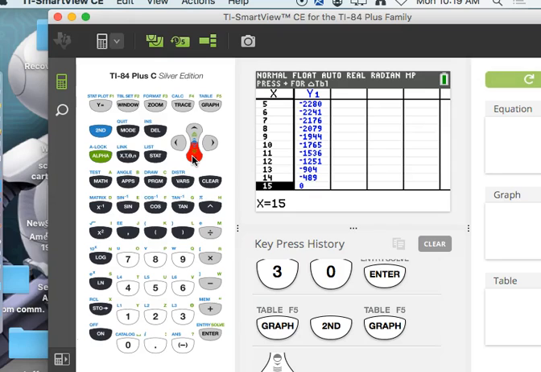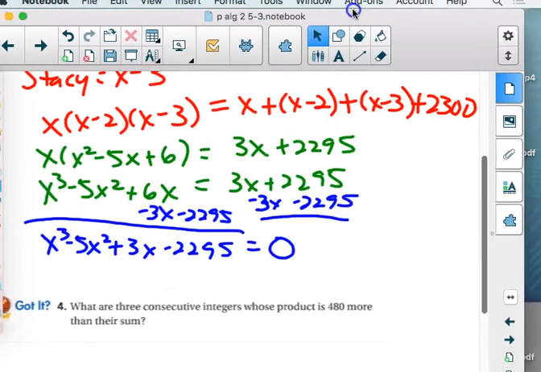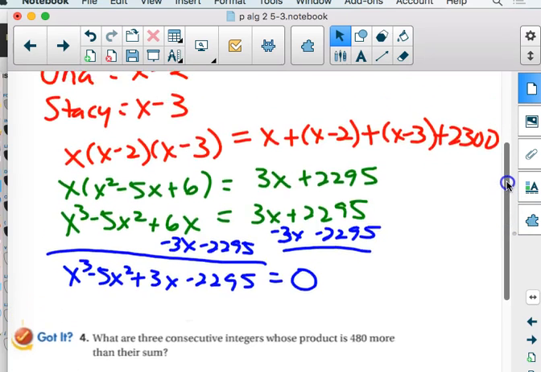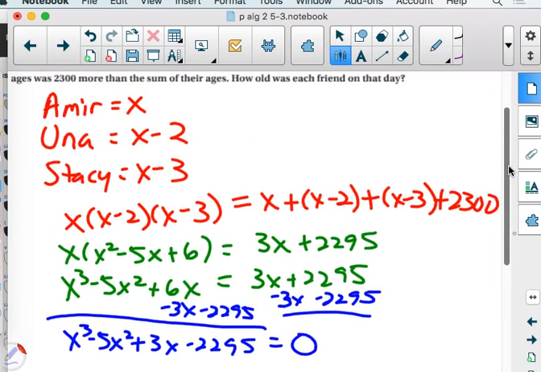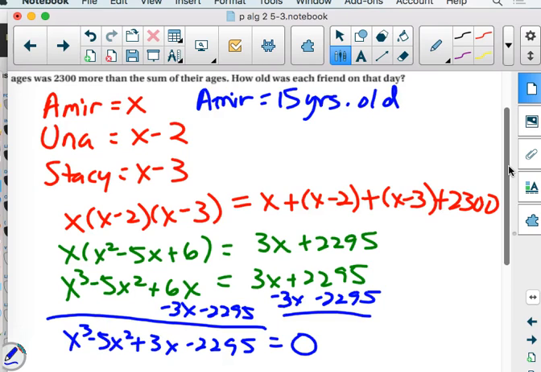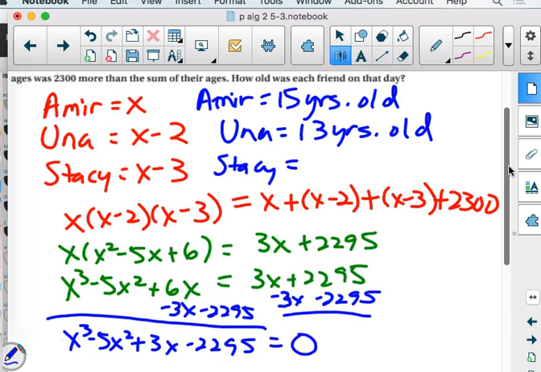There it is. Amir is 15. So let's go back and figure out what everybody else is then. All right, so Amir is 15 years old. If Una's 2 years younger than him, how old is Una? 13. And if Stacy is 1 year younger than Una, how old is Stacy?